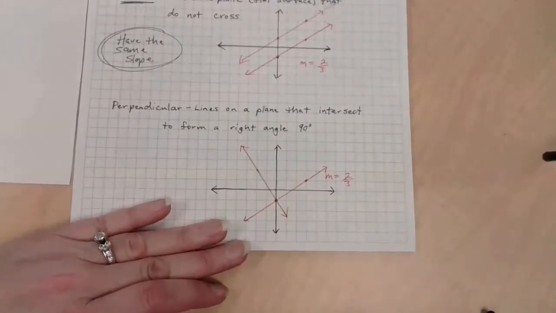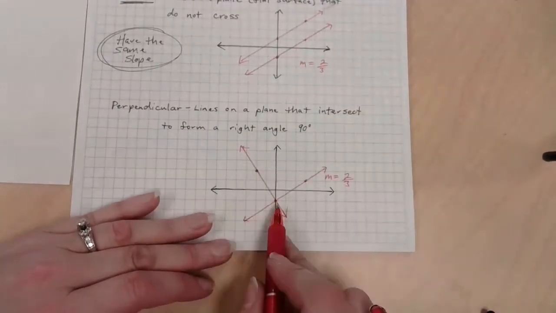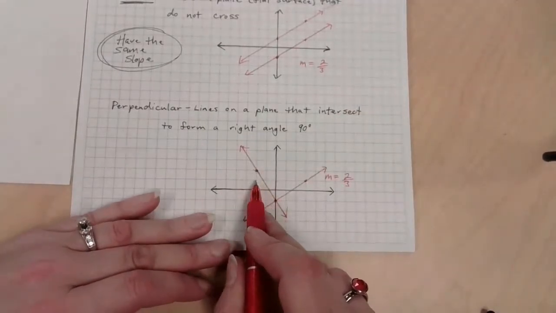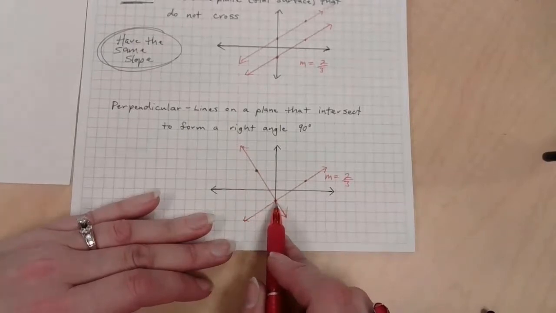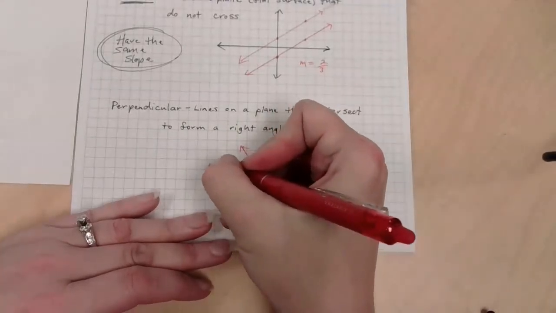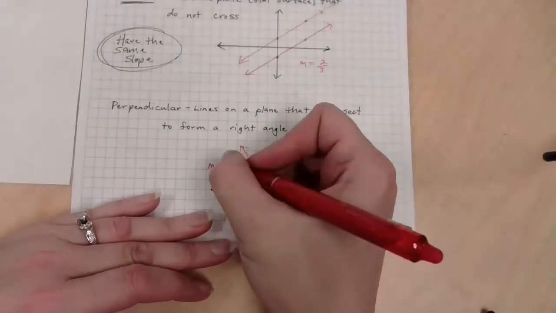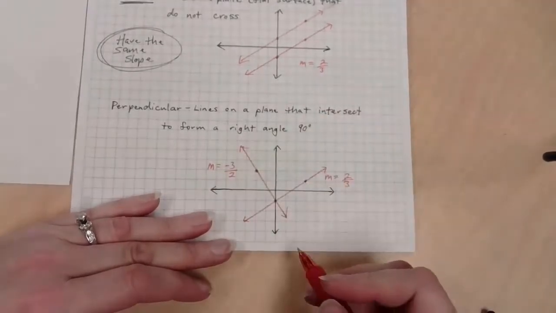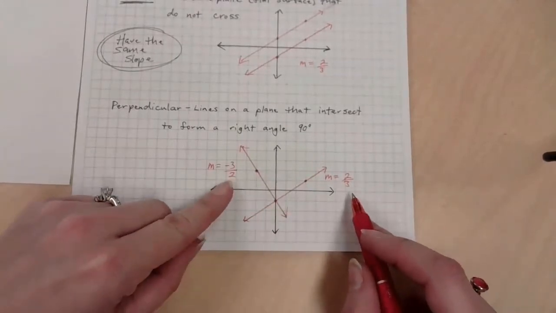Rise, run. What do I know about this line, however? From here to here, I would need to drop 1, 2, 3 boxes, and then run 2 boxes over. Dropping 3, running 2. What does that mean about my slope? We're going down 3, so my rise is technically going to be a negative 3, but we are still going to run 2. Down 3 over 2. What do you see here? What's the relationship between these two?